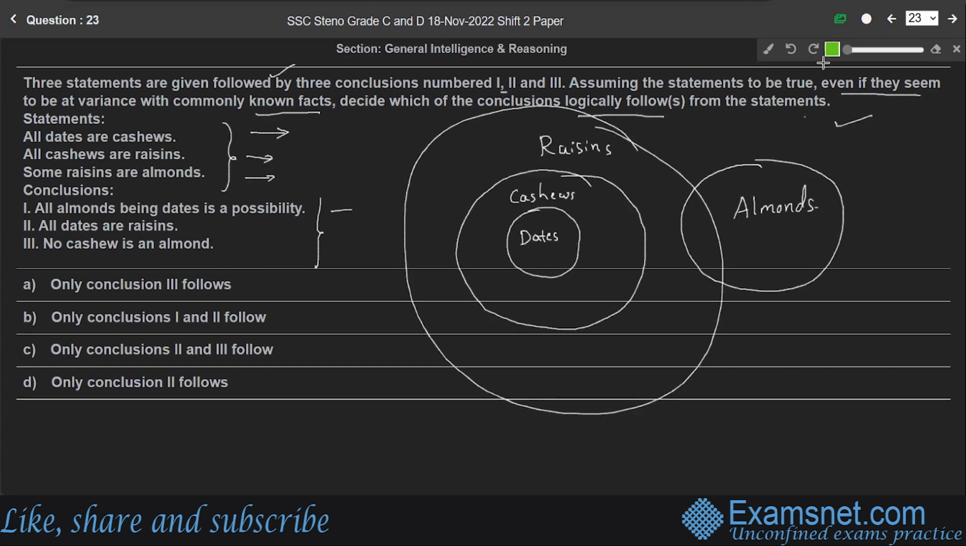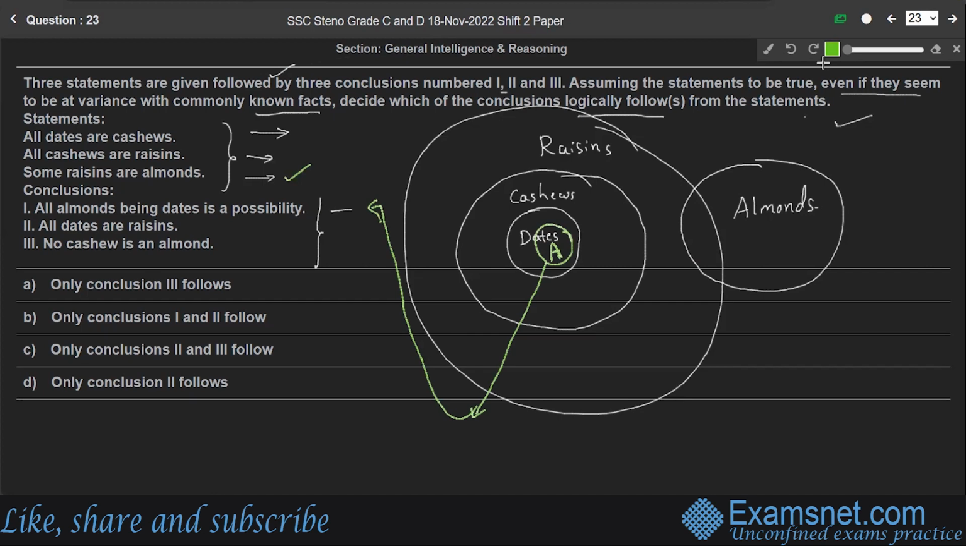Since the third statement is some raisins are almonds, we'll consider the set of almonds inside the set of dates. This is the set of almonds. So then it becomes all almonds being dates. It's a possibility. If the set of almonds is completely included in the set of dates, then the first conclusion is true, and also the third statement holds good.